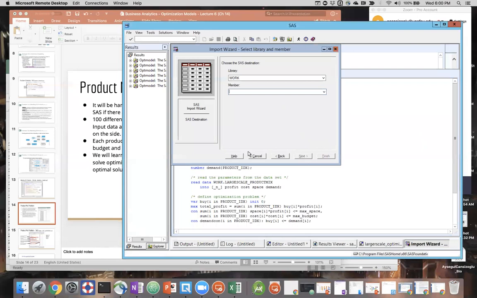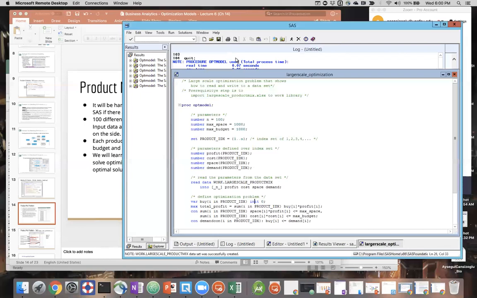So the name needs to be large scale product mix. Of course, there are other alternatives, like I can give a different name and then change the name in the code. That's fine too. Large scale product mix. Okay, so let's finish.